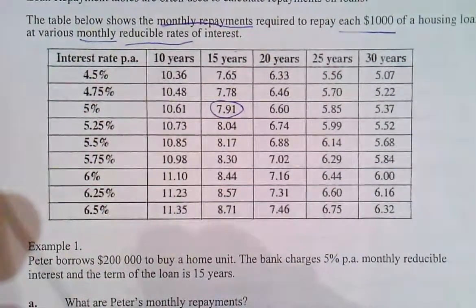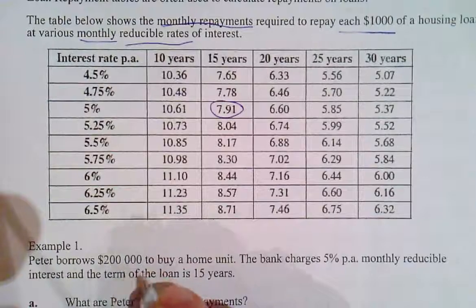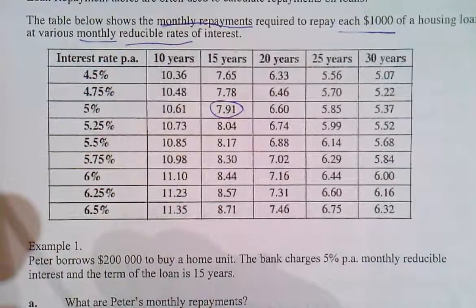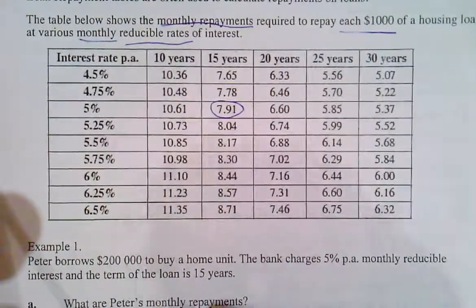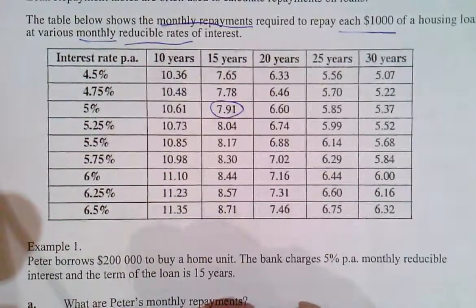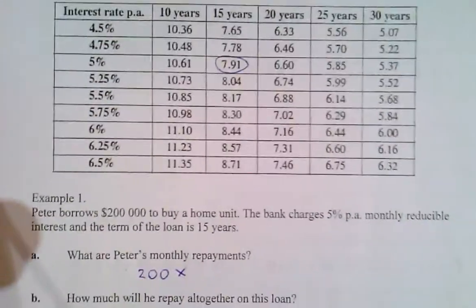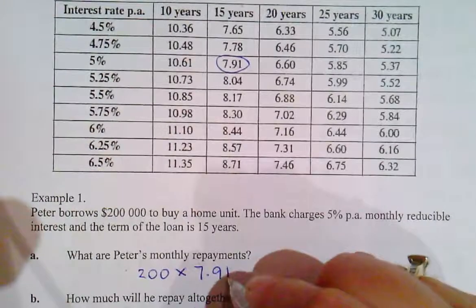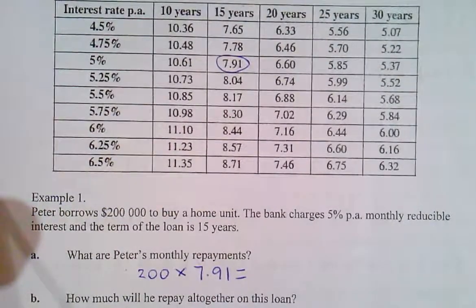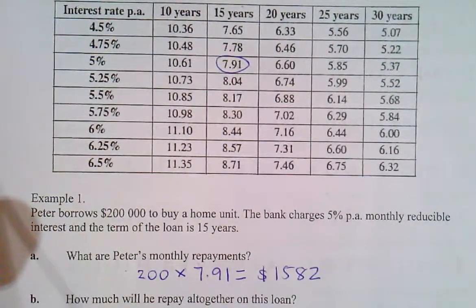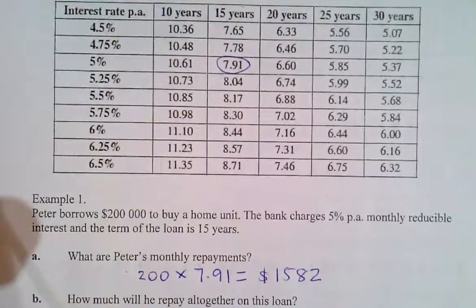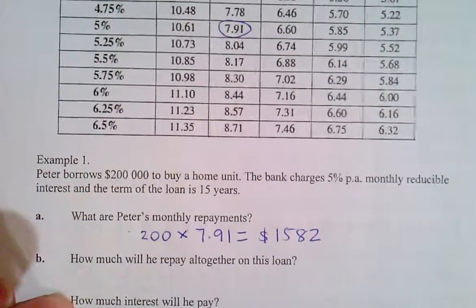So his monthly repayments will be, now how many thousands do we have there? 200,000 divided by 1,000, we've got 200 lots. So we've got 200 lots of that $7.91. So each monthly repayment is $1,582.